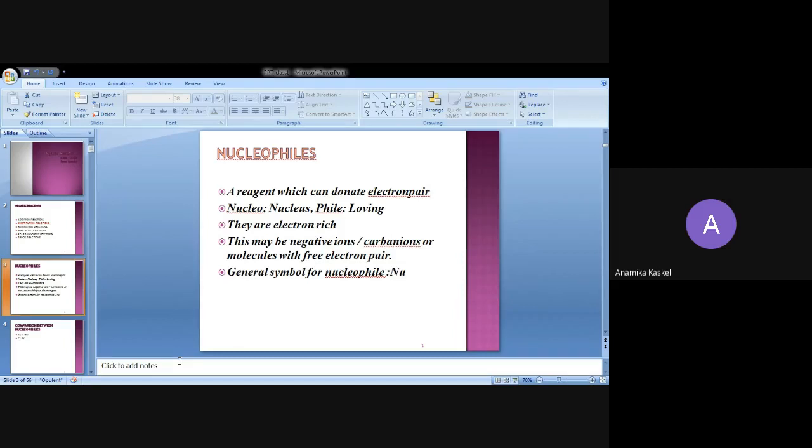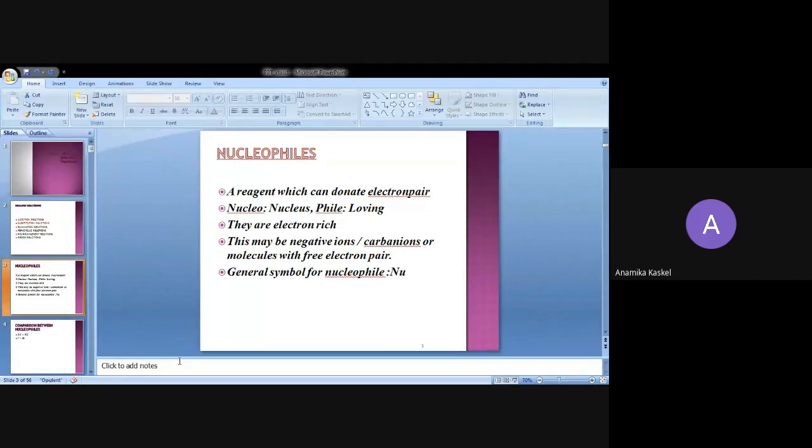What is the meaning of nucleus loving? The species which loves the nucleus, that means which loves the positive center. If the species loves the positive center, that means the species must have a negative charge, definitely, or the species must have a lone pair of electrons. So the species must contain higher electron density. Clear? Any doubt, anyone regarding the nucleophiles?